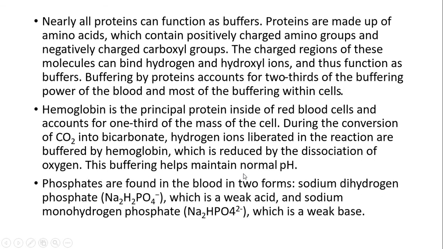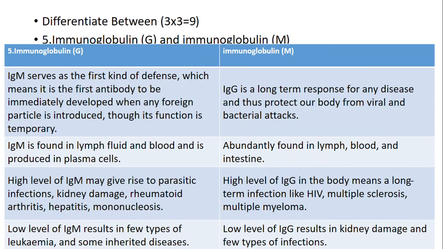Phosphates are found, but first, the difference between immunoglobulin G and immunoglobulin M. IgM serves as the first kind of defense, which means it is the first antibody to develop immediately when a foreign particle is introduced, so it is temporary. This IgM is found in lymph fluid and blood and is produced by plasma cells. A high level of IgM may give rise to parasitic infections, kidney damage, rheumatoid arthritis, hepatitis and mononucleosis. A low level of IgM results in a few types of leukemia and some inherited diseases.